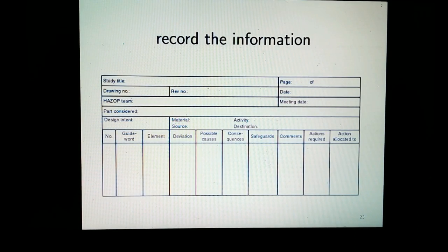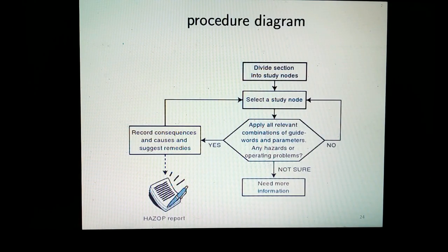Form to record the information. Procedure diagram.